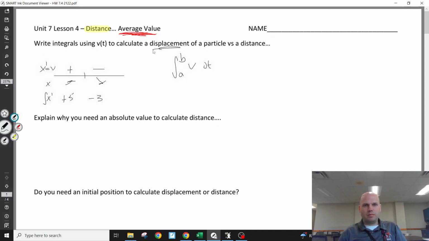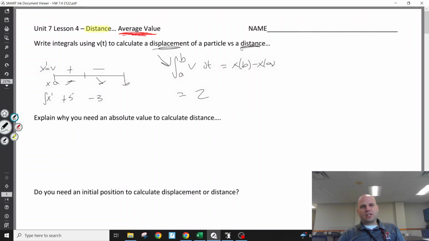And that's displacement. In this case, if this is A and this is B, it's 2. So I ended up 2 to the right of where I started. It's the same as just finding the change in position. Whatever my position is at time B, I don't know what it is, but whatever it is, it's 2 to the right of where I started at A.